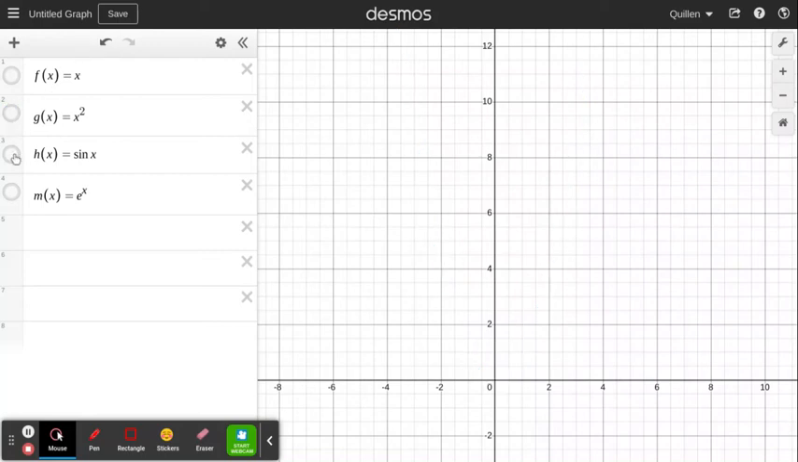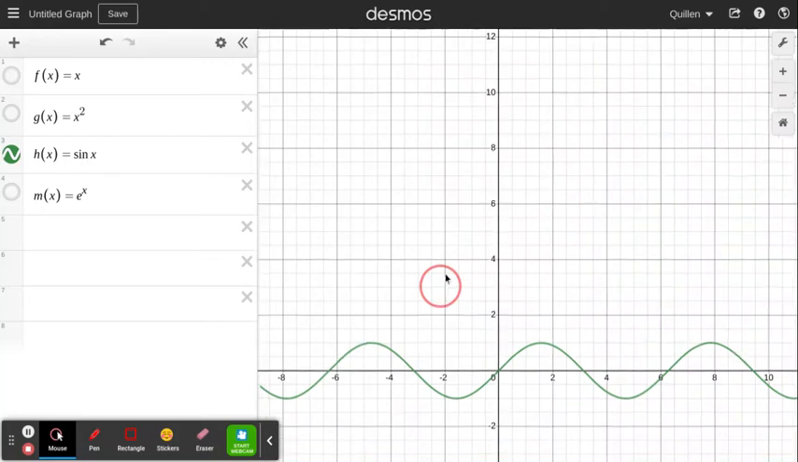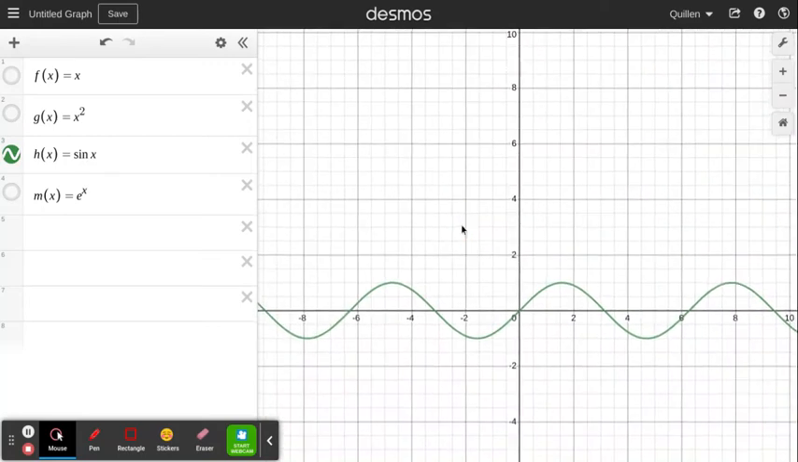Next, let's look at h of x equals sine of x. So the main characteristic of the function sine of x is that it oscillates. It goes up and down and up and down and up and down with complete regularity forever. You can do things to make it not regular, but the parent function is completely regular, completely recurring, and oscillating.